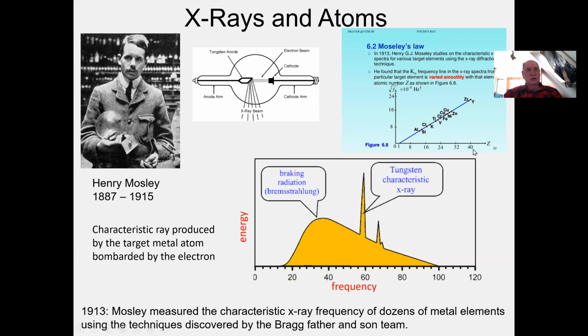Remember, the atomic number is simply the ordered list. The periodic table is laid out by atomic mass and chemical properties. And when you have that all laid out, you simply start numbering them. Well, this is 1, 2, 3, 4. He finds this fundamental relationship between the characteristic frequency of the element and that atomic number. He knows that this atomic number is something fundamental to the atom.